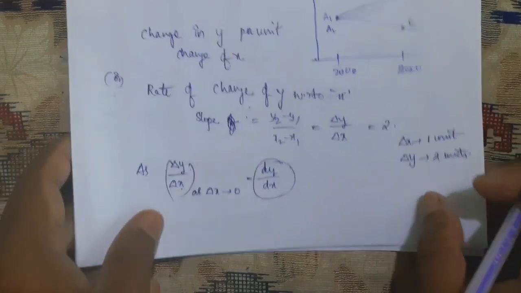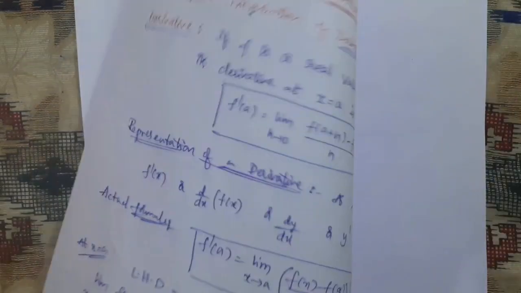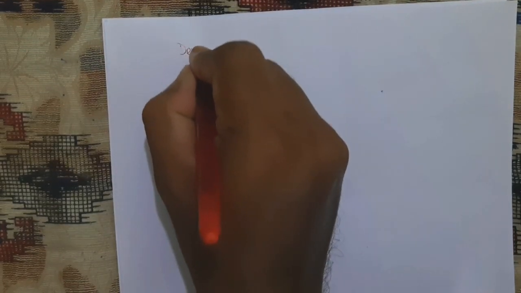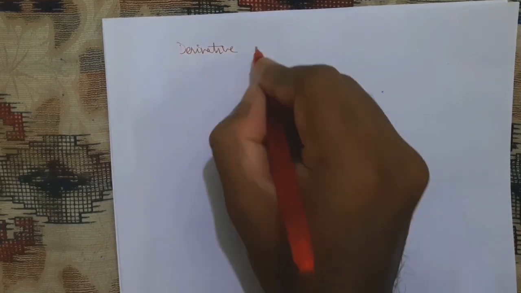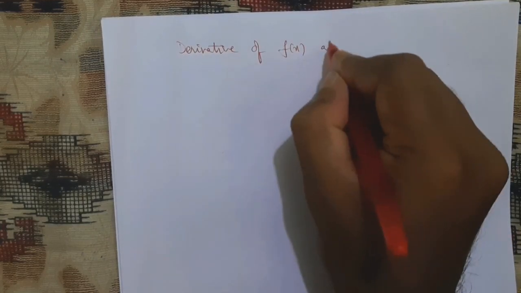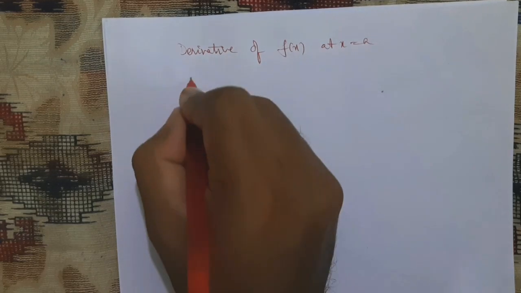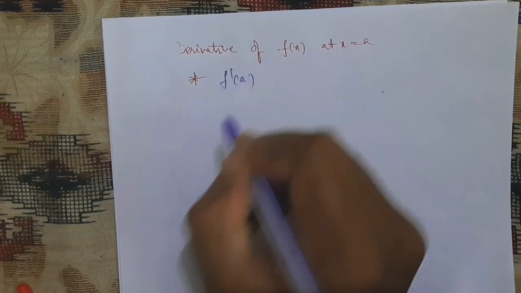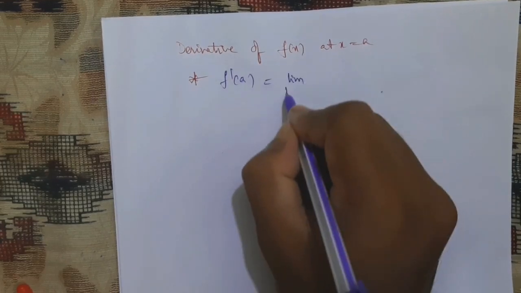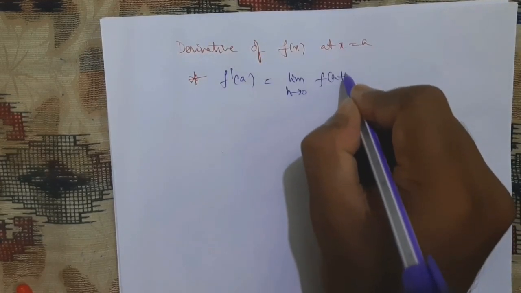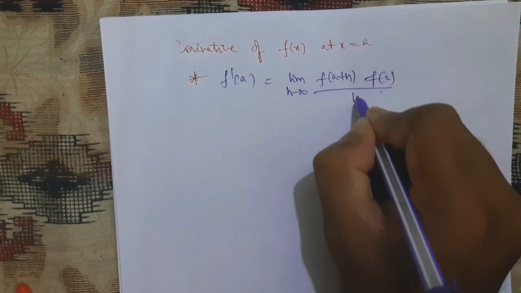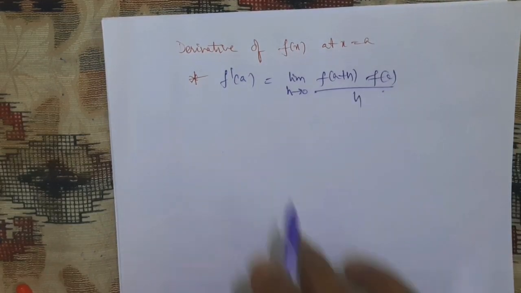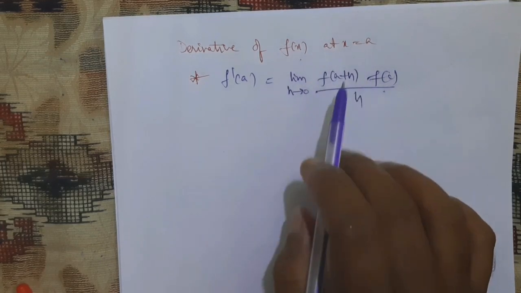Now for this 15 minutes class we can conclude with the derivative of f of x at x equal to a, with several points. The first point I am writing is f dash of a is equal to limit h tends to 0 of f of a plus h minus f of a by h. This is one point. This is also a derivative of f of x at x equal to a.